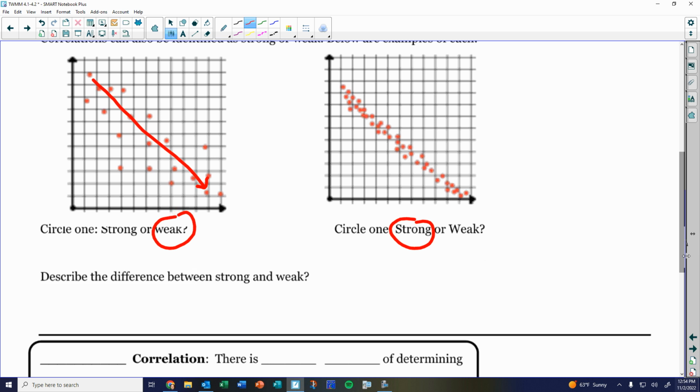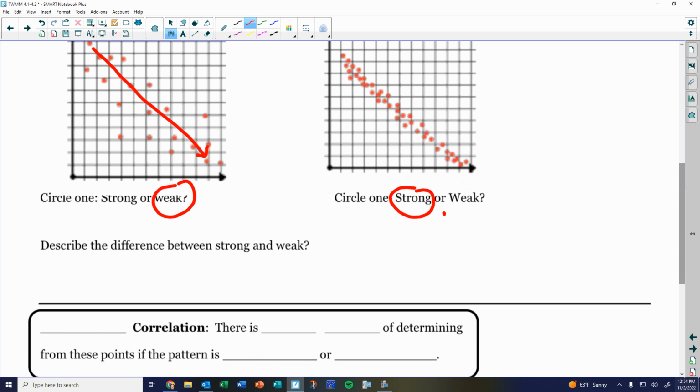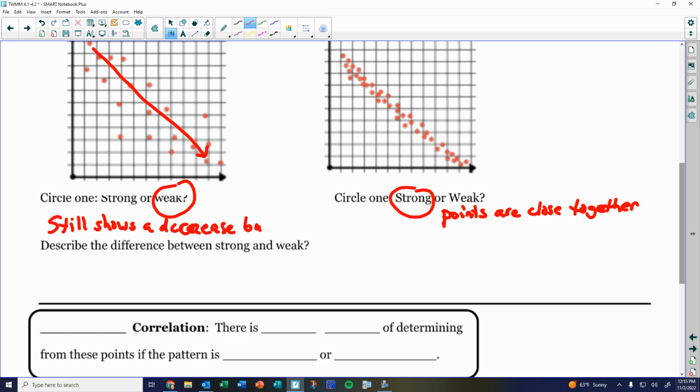Okay. So again, in terms of the difference of strong and weak, it's the same thing. Right? So for strong, points are close together. For a weak negative, okay, it still shows a decrease, but points are a little bit more spread apart. So it's kind of worded like the other one; obviously the other one had an increase, right? We just changed the word increase.